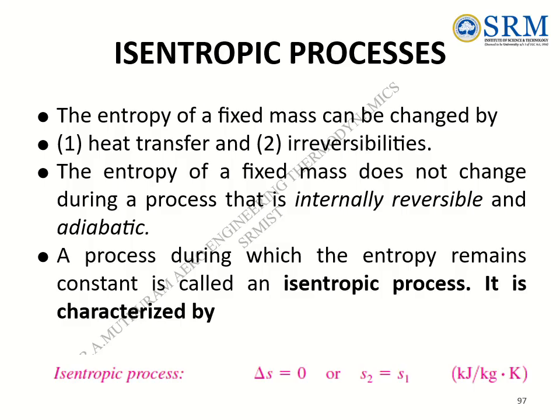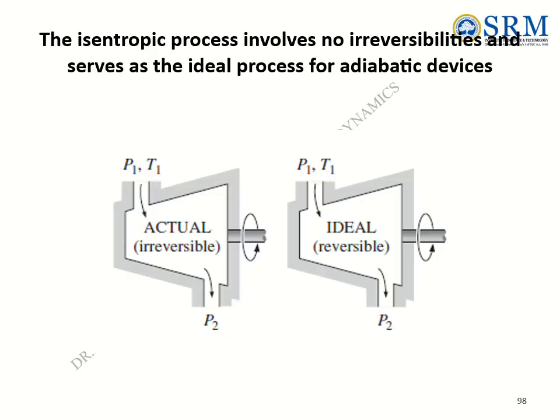The entropy of a fixed mass does not change during a process that is internally reversible and adiabatic. A process during which the entropy remains constant is called an isentropic process. The isentropic process involves no irreversibilities and serves as the ideal process for adiabatic devices.